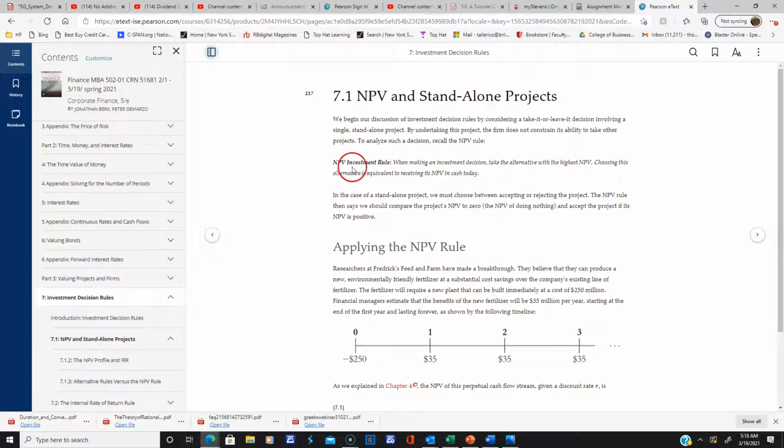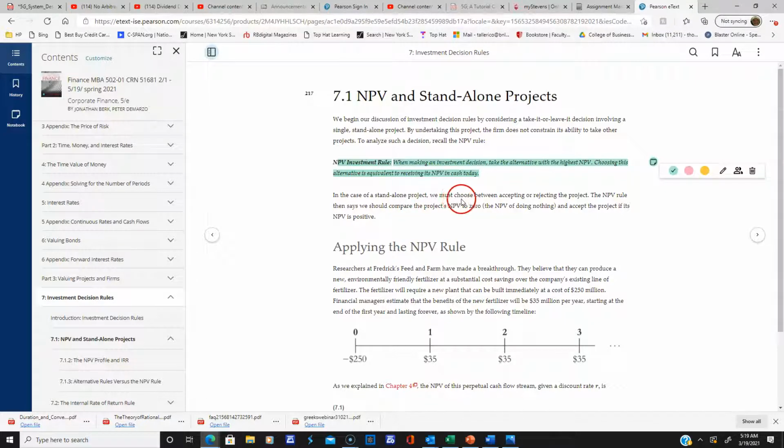All right, so the net present value rule, back when we originally talked about that: when making an investment decision, take the alternative with the highest net present value. I think we discussed that already. So basically, that's what you want to do. As far as net present value, that's the rule.